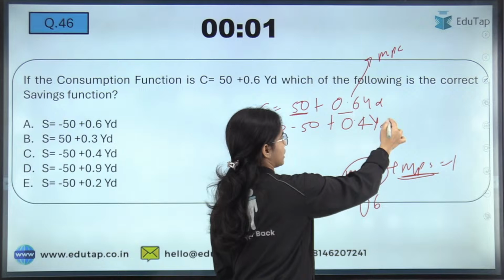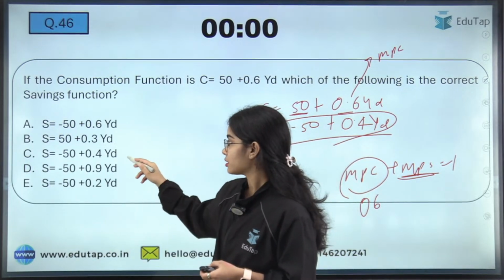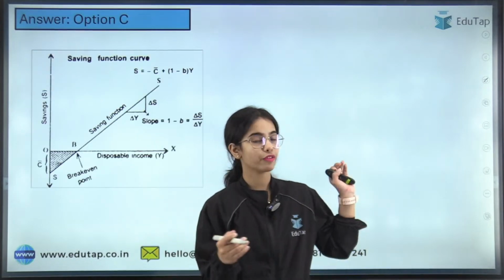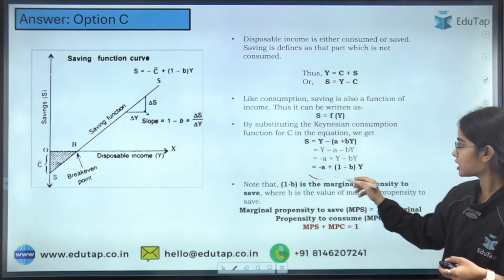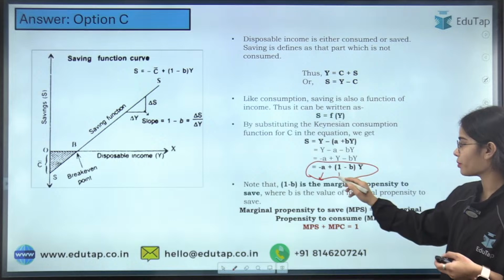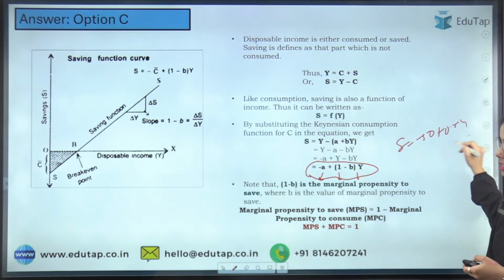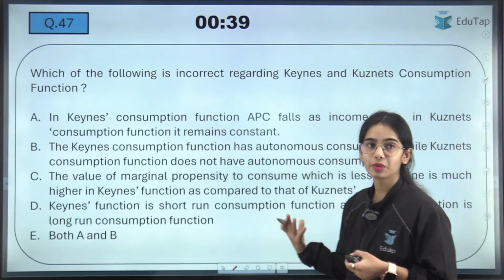on this disposable income. So the saving function is, as you can see, saving is equal to minus autonomous consumption plus (1 minus b) YD. So saving is equal to minus 50 plus 0.4 disposable income. MPC plus MPS is always equal to 1. Try to answer this question now.